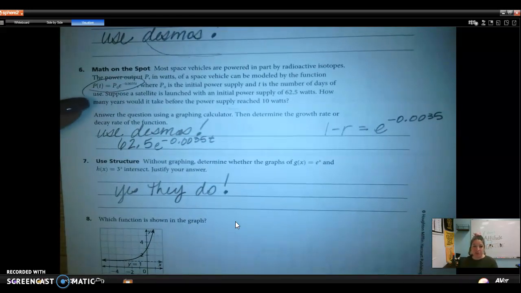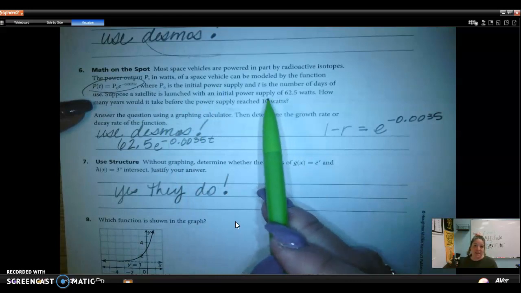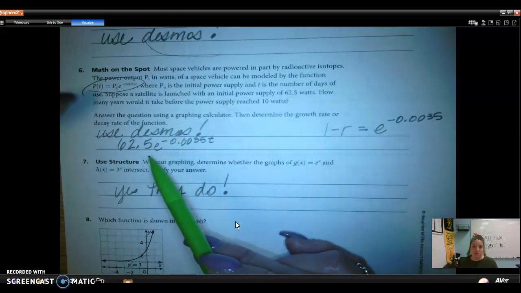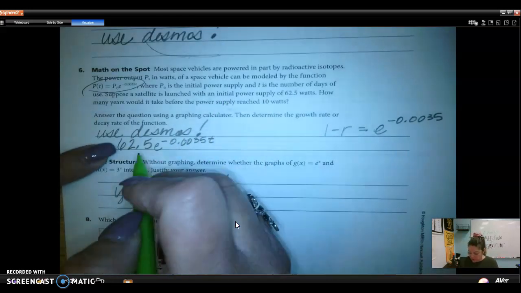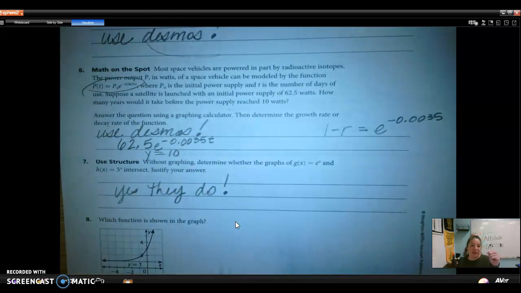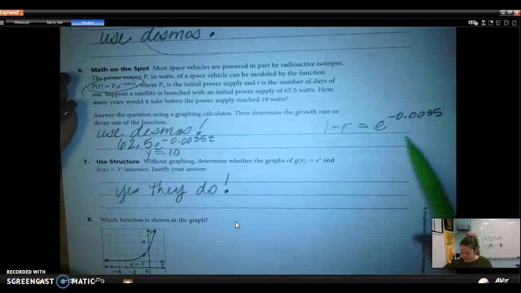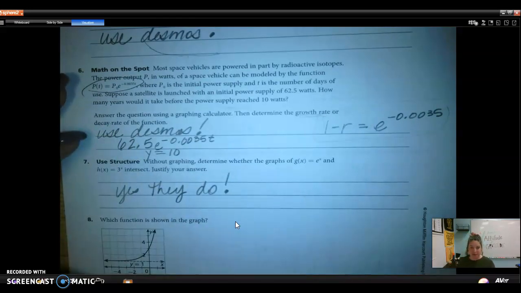After you read the problem, you'll notice that it says that P of 0 is the initial power supply, and then it says initial power supply is 62, so I just plugged that in. So go plug that in. What you're going to do when you use Desmos is you're going to also type in y equals 10 and find out where they intersect, okay? When you're finished with that, you're going to use this equation to find the growth rate or decay rate, okay?